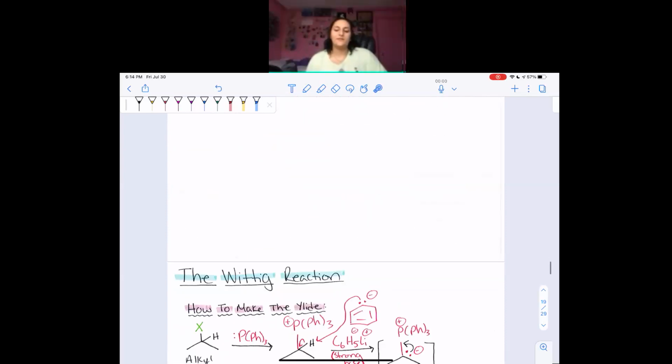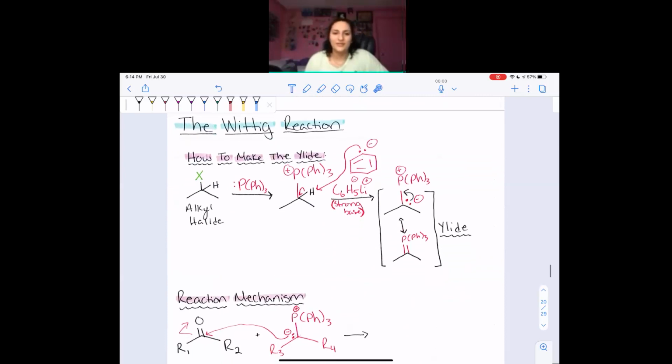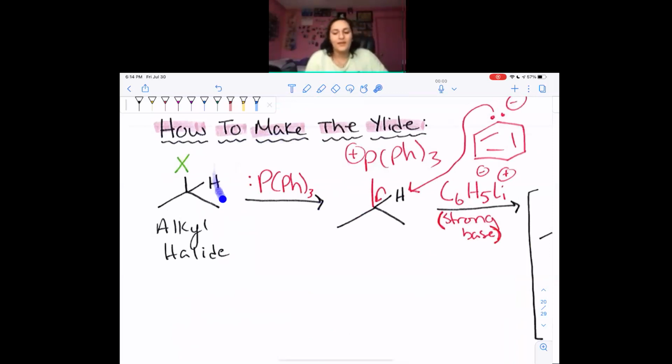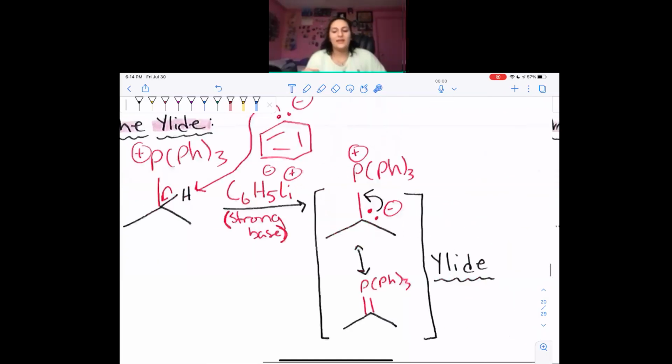And I believe we are on our last reaction. So now we have the ylide for real because we have the Wittig reaction, and we are going to go ahead and make the ylide. If we have an alkyl halide and react it with PPh3, we get this ugly intermediate. Once we react that ugly intermediate with base, we get the ylide.